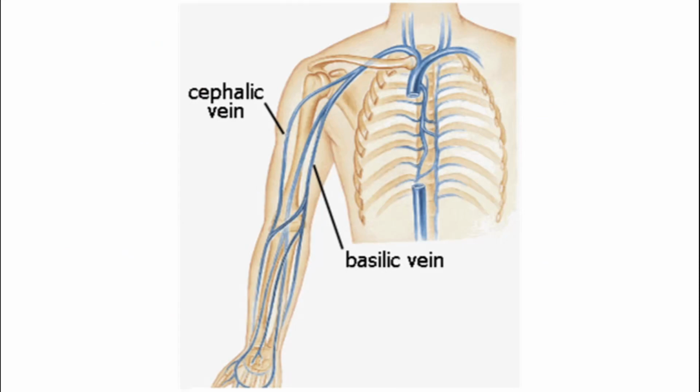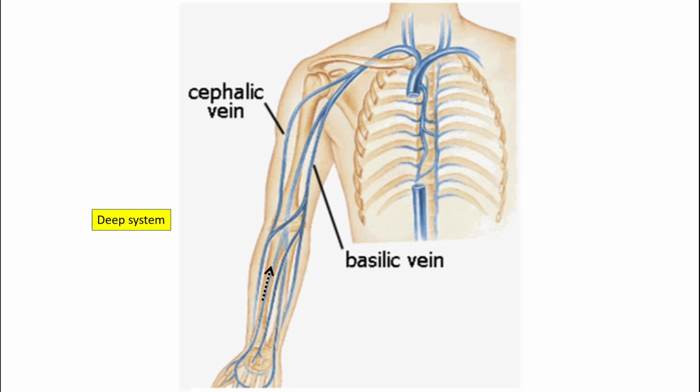Looking at the venous drainage of the upper limb, we are going to see something new. Veins of the upper limb, as well as those of the lower limb, are divided into 2 systems, a deep system and a superficial system. The deep system runs with the arteries supplying the upper limb, and the superficial system is under the skin, and they are usually visible.